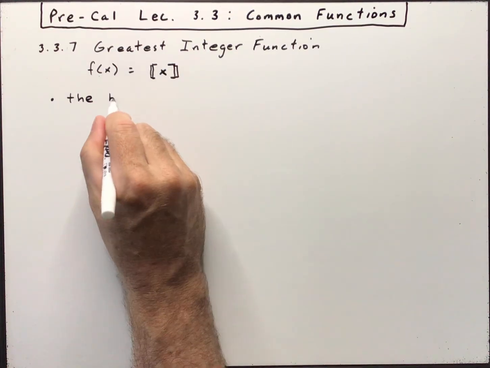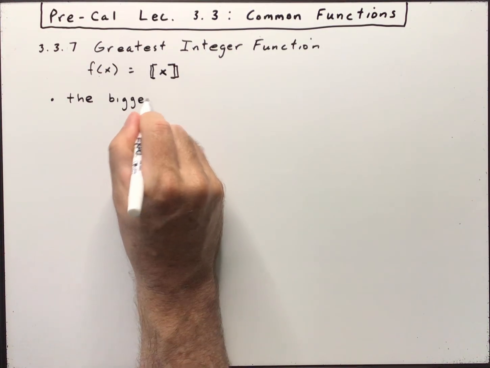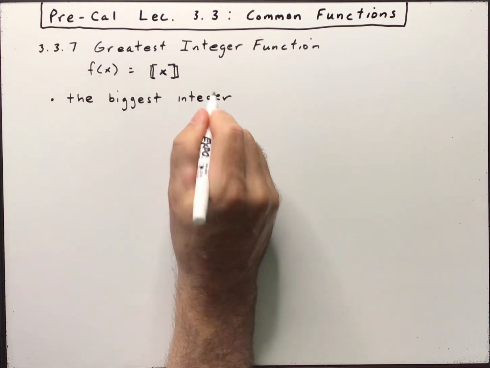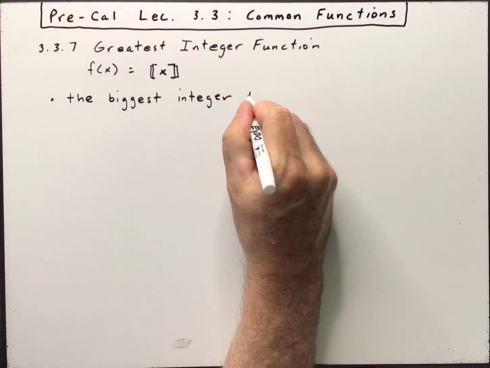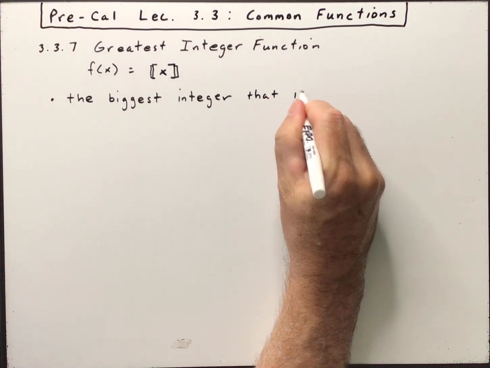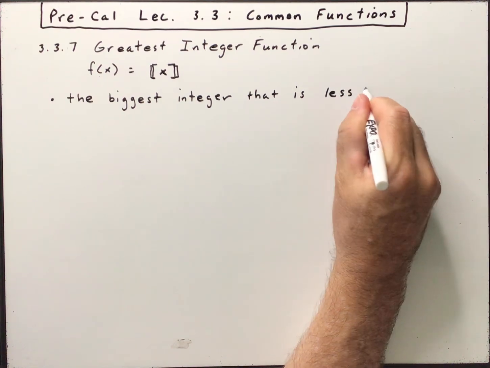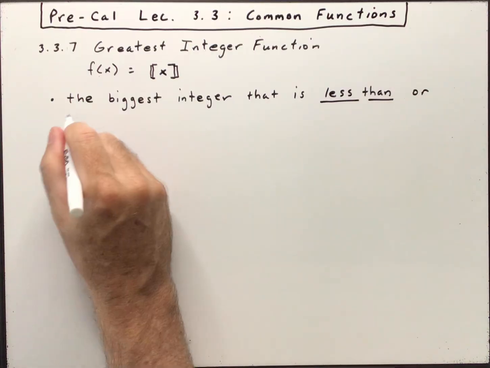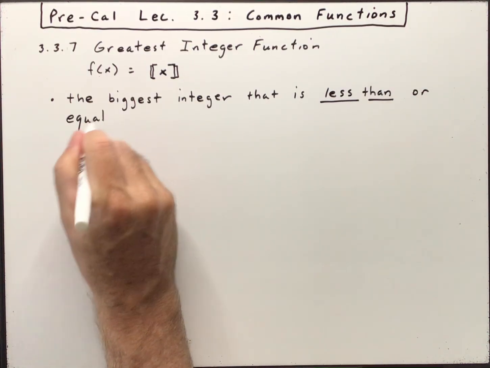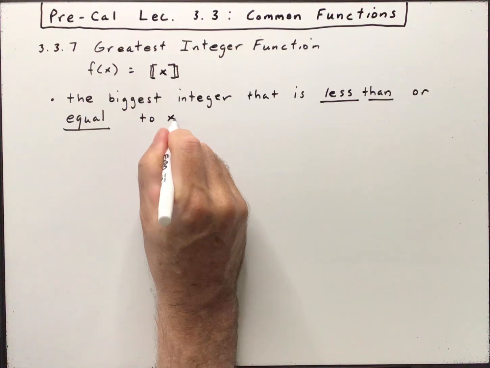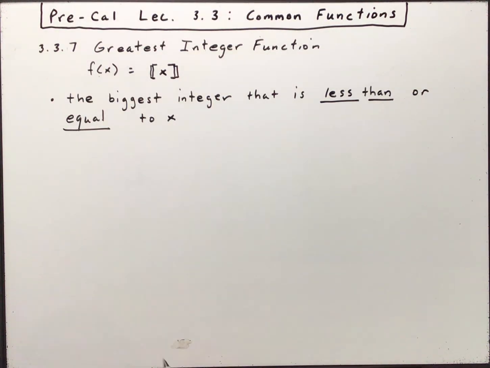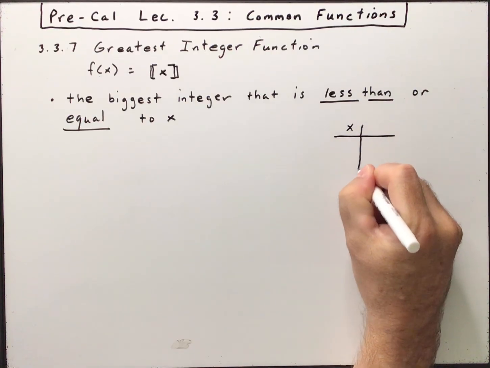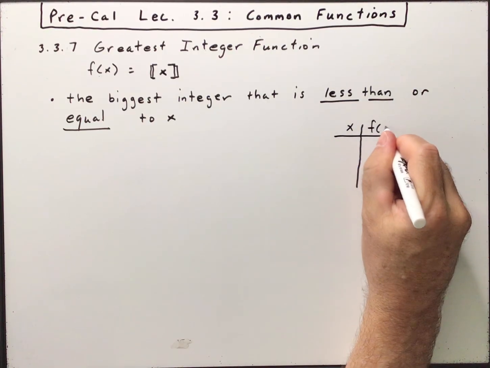and so no decimal, just a whole number, that is less than or equal to x. Okay, so let's go ahead and do a table of values here.